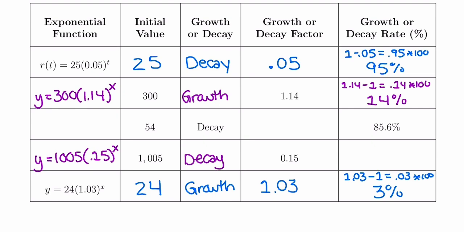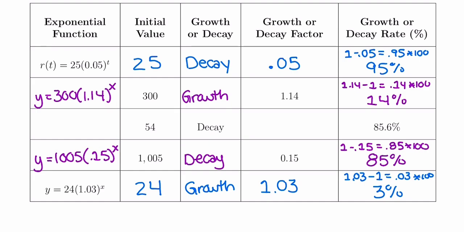And how much are we losing from 1? So we're going to do 1 minus 0.15 for decay. We have 0.85 times 100. We have 85% decay. If we're only multiplying by 0.15, we're losing quite a bit. We're losing 85%.